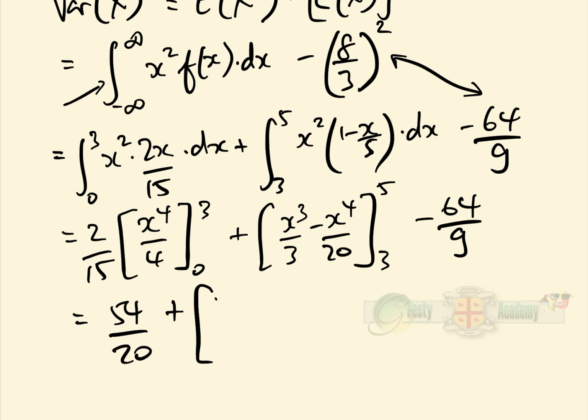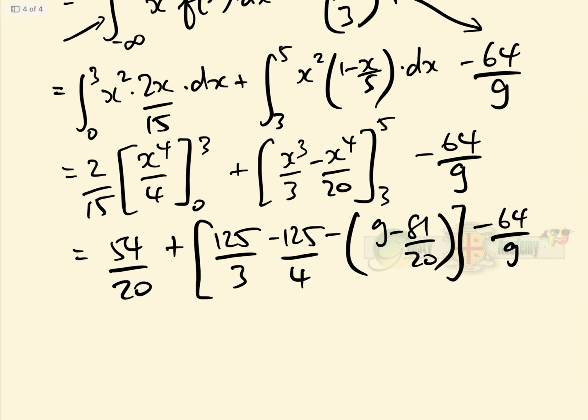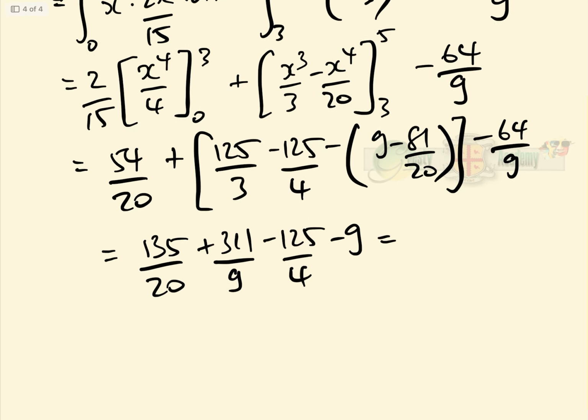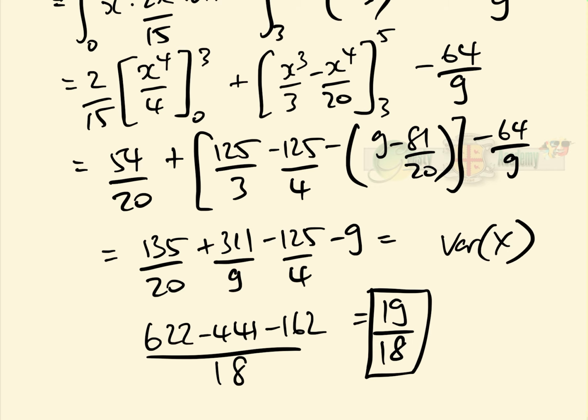So that equals 54/20. Add 125/3 minus 125/4 minus 9 minus 81/20 minus our E of x squared, 64/9. Just got a little bit of jiggery pokery here. Hang on, that's 135/20. 311/9. This is a little bit messy, that one. 125 minus 9, which equals, let's stick the whole lot over 18. 622 minus 441 minus 162 over 18, which equals 19/18. So that is our variance of x, or the standard deviation squared.